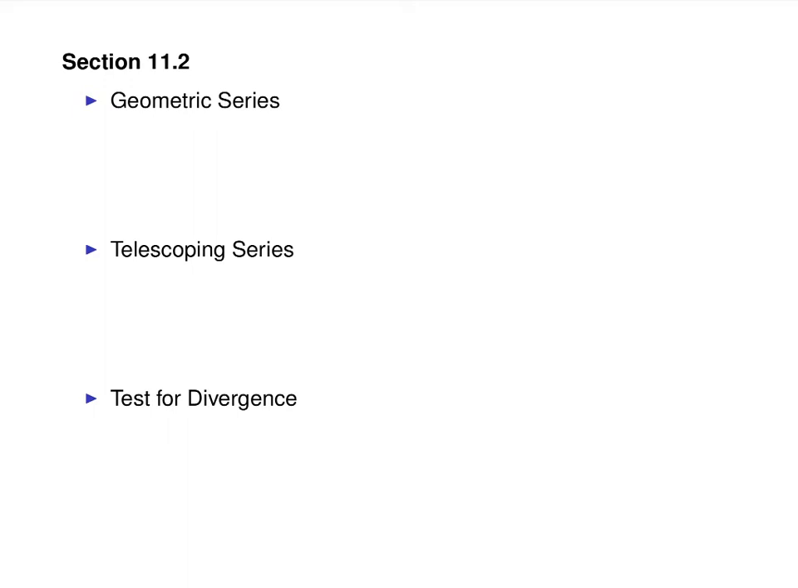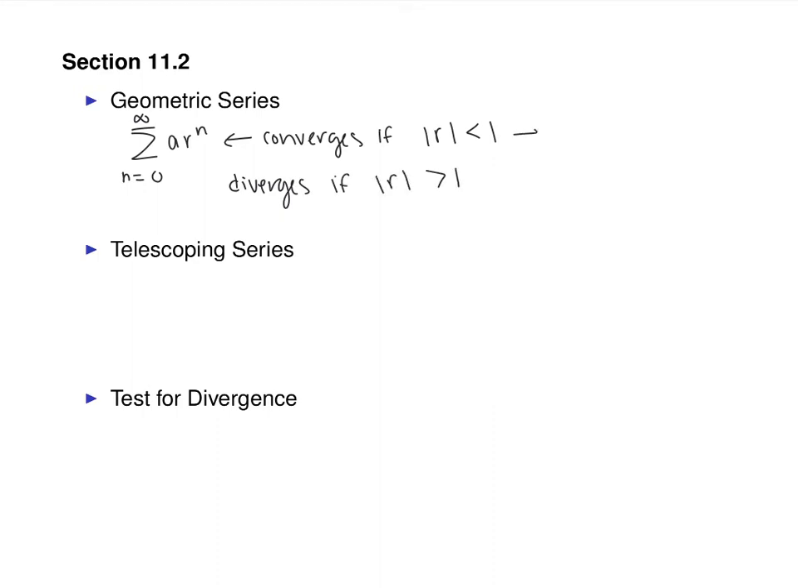So the first kind was a geometric series. This is a sum from n equals 0 to infinity of a r to the n, and this converges if the absolute value of r is less than 1, and it diverges if the absolute value of r is greater than 1. And if it converges, it converges to a over 1 minus r. Note that to do that, your series must begin at n equals 0.